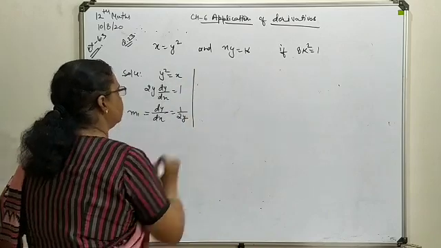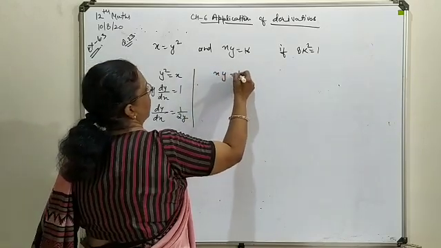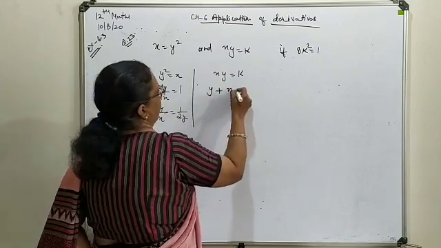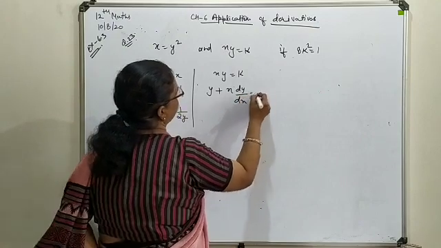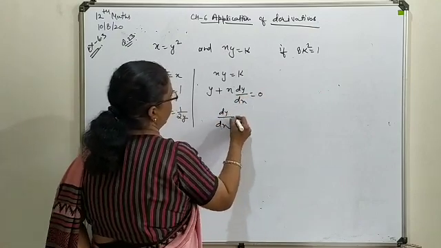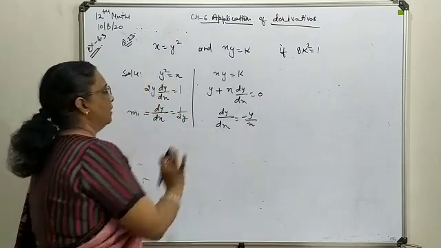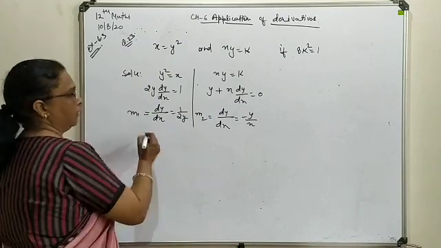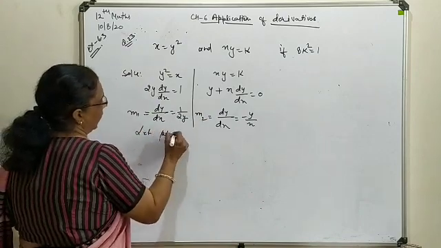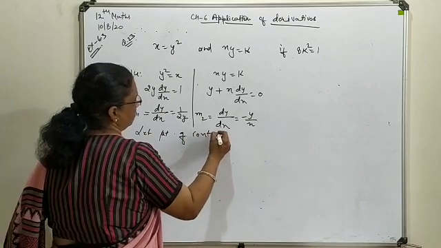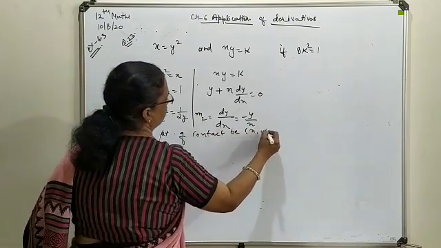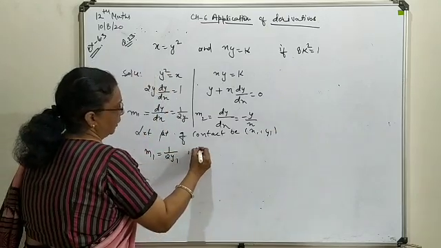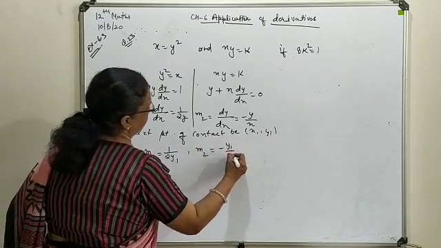Secondly, xy is equal to k. Again differentiate with respect to x. So this will be y plus x dy by dx, that is 0. From here dy by dx will be separated out as minus y upon x. These are the two distinct slopes we are going to define at the particular point. So here you can say, let the point of contact be x1, y1. So your m1 will be 1 upon 2y1. Your m2 will be minus y1 upon x1.